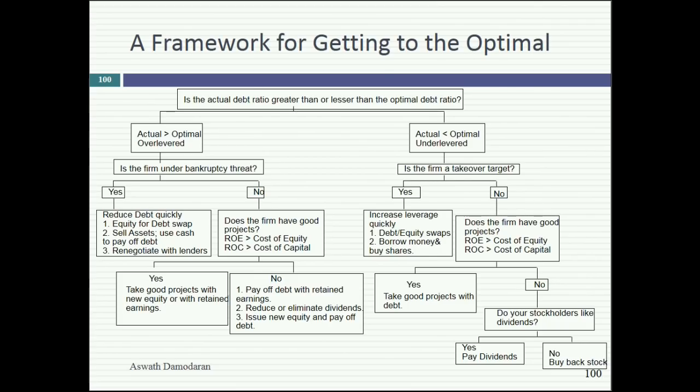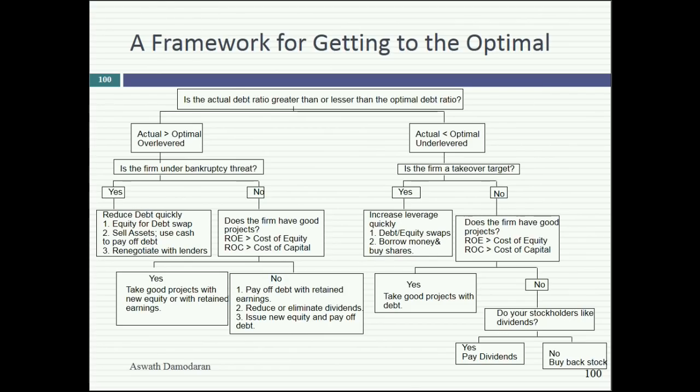You can go out and borrow money and buy back stock. And think of why that changes your debt ratio overnight. Borrowing money pushes up debt. Buying back stock pushes down equity. You can increase your debt ratio from 10 to 50% in 10 days.